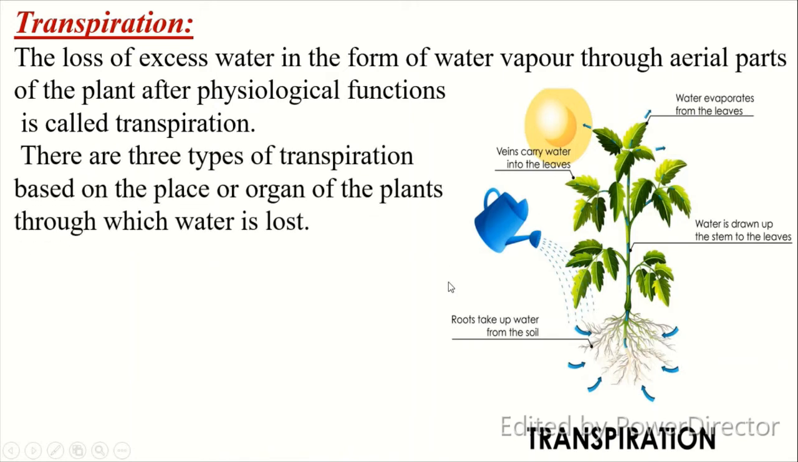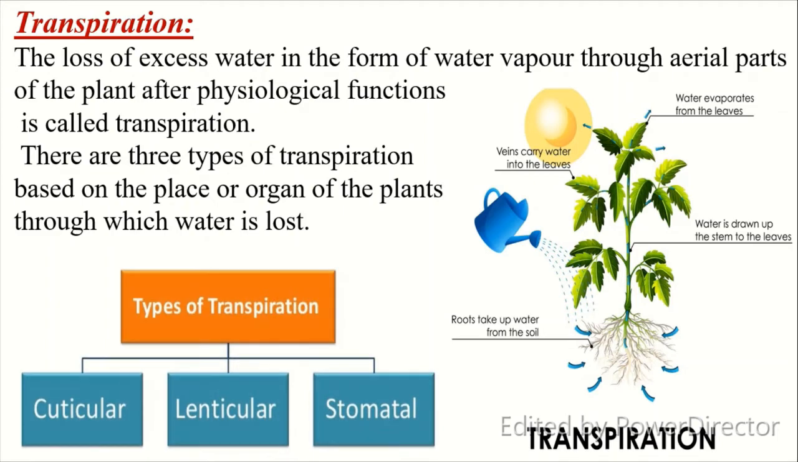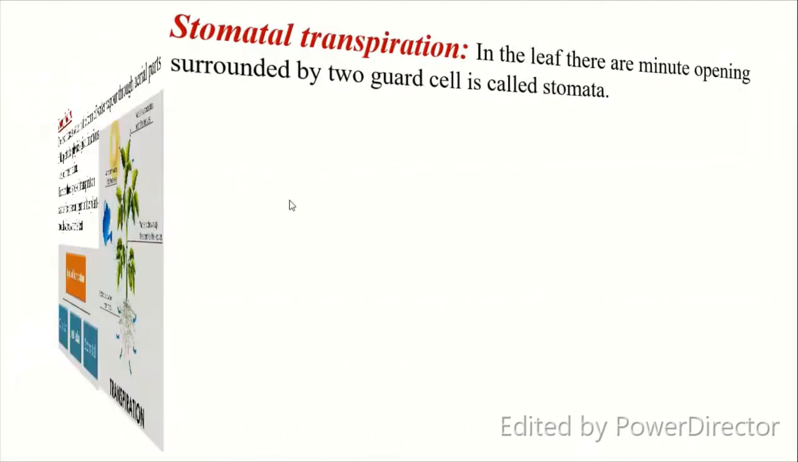There are three types of transpiration based on the place or organ of the plants through which water is lost. These are cuticular transpiration, lenticular transpiration, and stomatal transpiration. Most of the transpiration takes place through the stomata.